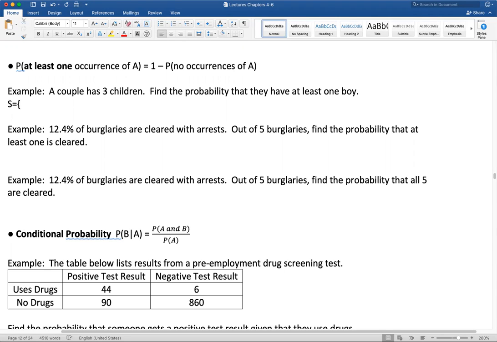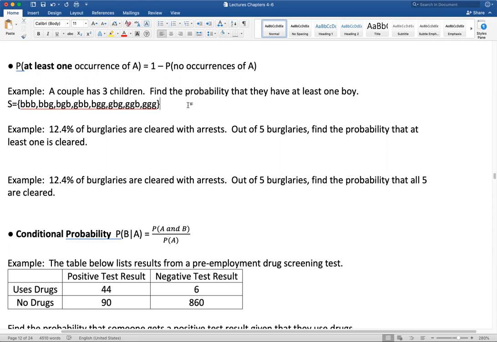The sample space is BBB, BBG, BGB, GBB, BGG, GBG, GGB, and GGG. Now, how many outcomes have at least one boy? All outcomes except for GGG have at least one boy. So the probability is 7 over 8, right?